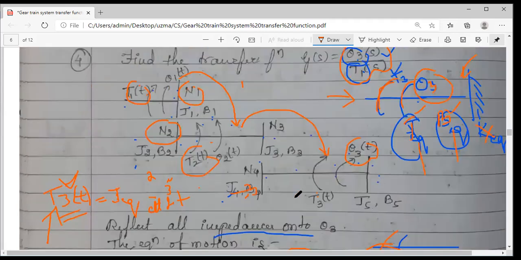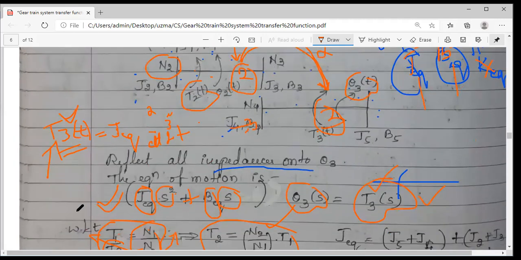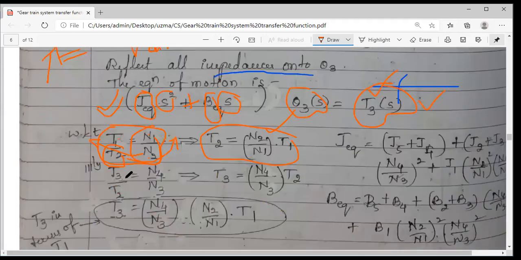Similarly, what should I go for? I should go for this transformation also, from here to here. This is the second transformation I also need, the transformation from shaft 2 to 3. This time 3 is your destination, 2 is your source. Fine. So if I go for that transformation, take the ratio.